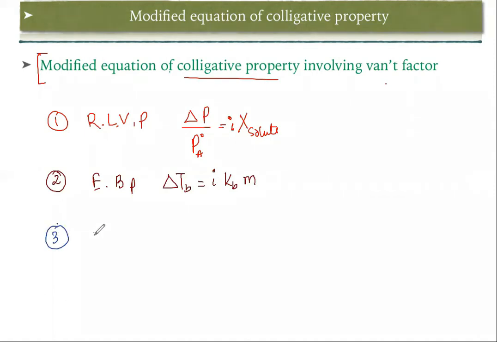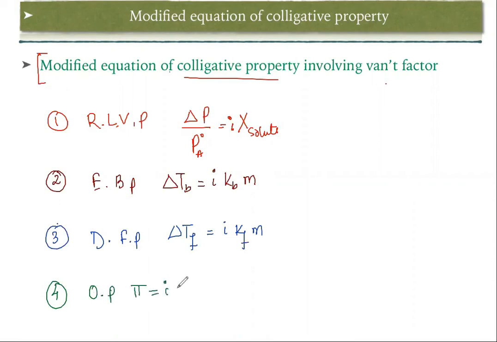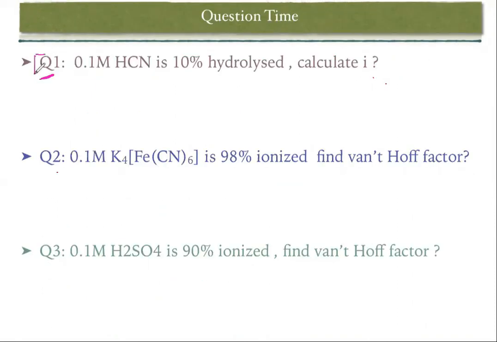Third one is depression of freezing point. So this one is delta Tf is equal to i Kf into m, molality. Fourth one is osmotic pressure. So this is pi is equal to i CRT. So let us just try to solve the questions. I want you to pause this video and solve the questions, then check your answer.